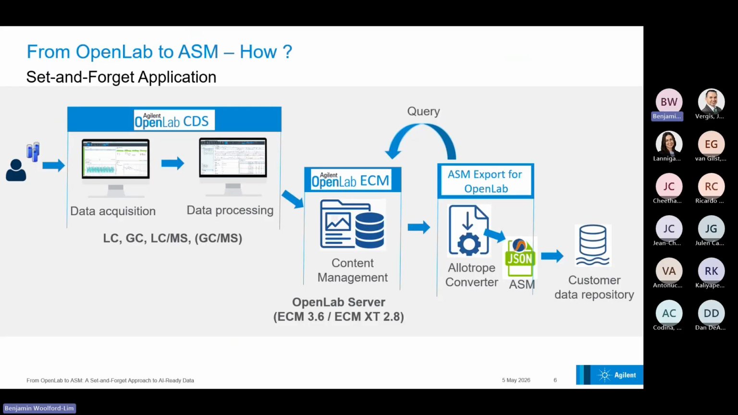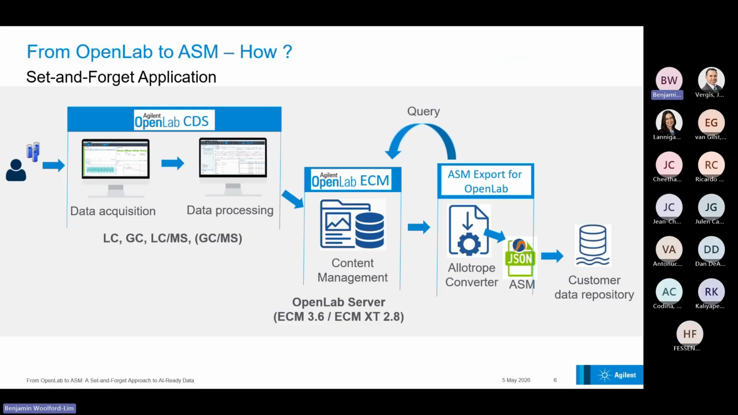So how does this application work? On the left-hand side, you see the lab person with files. They put the sample in the chromatography system. Then data gets produced in the chromatography data system, the OpenLab CDS, and is processed. Eventually it ends up in what we call the data storage or content management, which is OpenLab ECM in our case. That's where our new application hooks in. We have an ASM export application that continuously monitors the ECM system. As soon as new data arrives, we pick it up and send it. It's called bind.